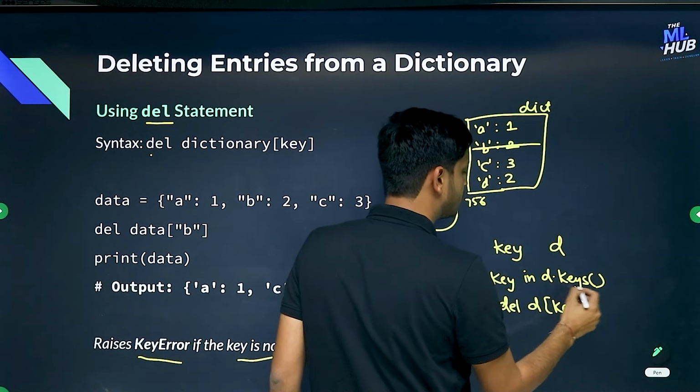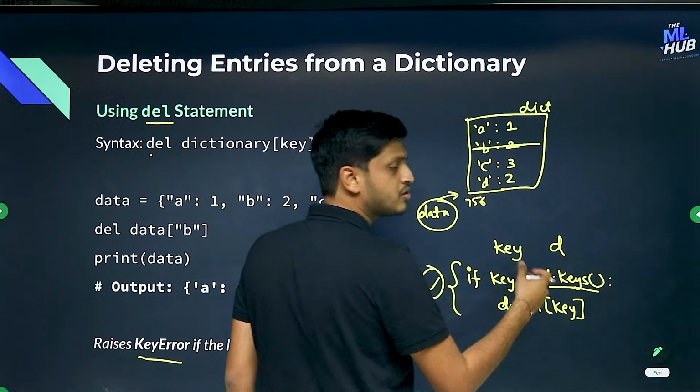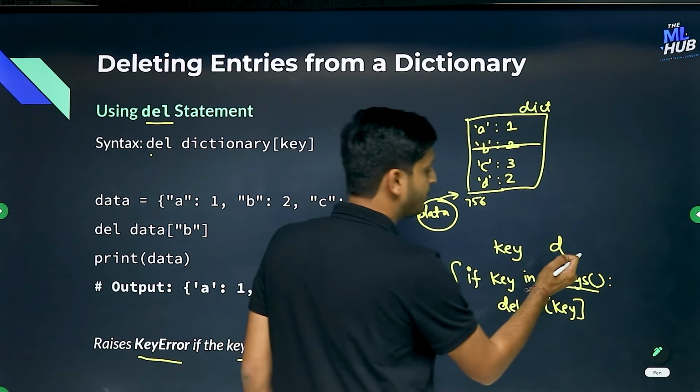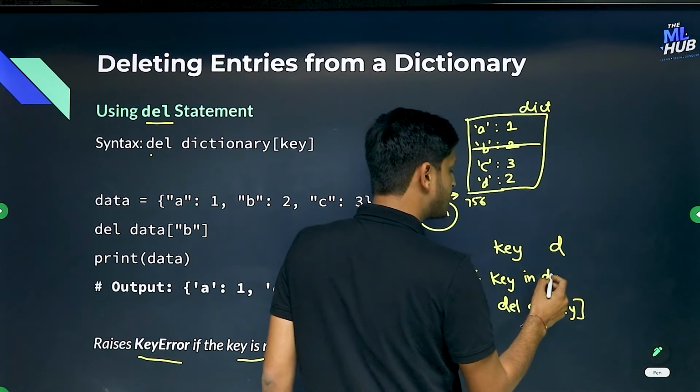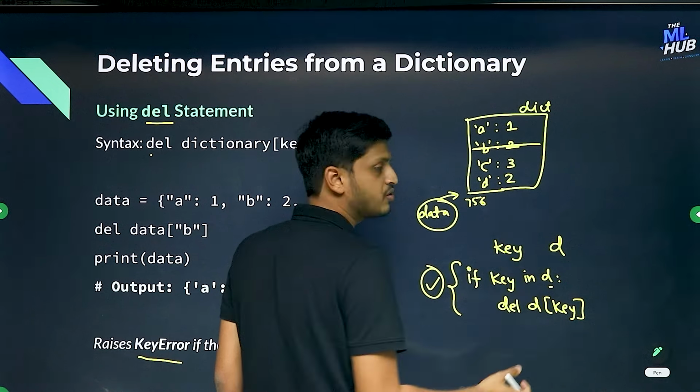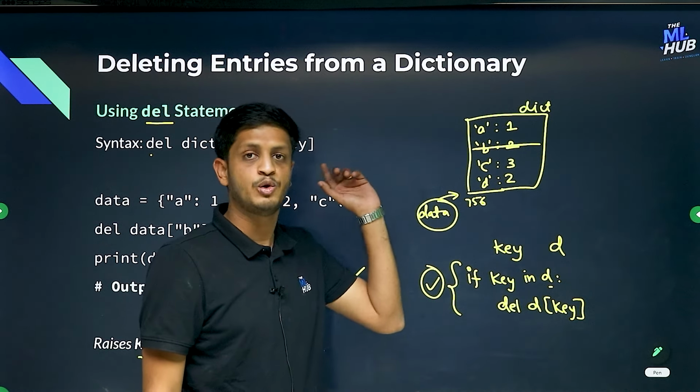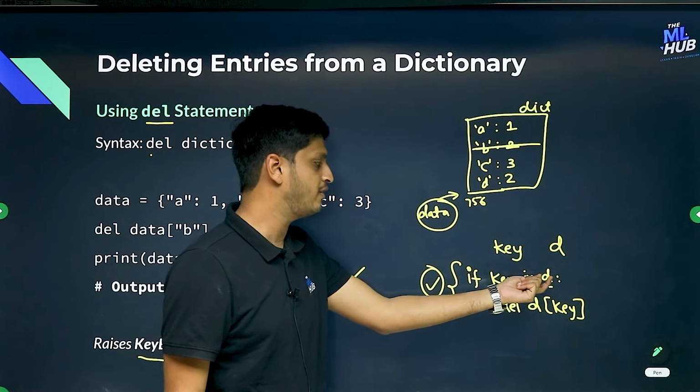D.keys also. That is also fine, because keys also gives you all the keys. But by default, even if you don't write keys, if you just write the dictionary name, that also will give you keys only. This is what we have seen while looping. So it will only give you keys only.